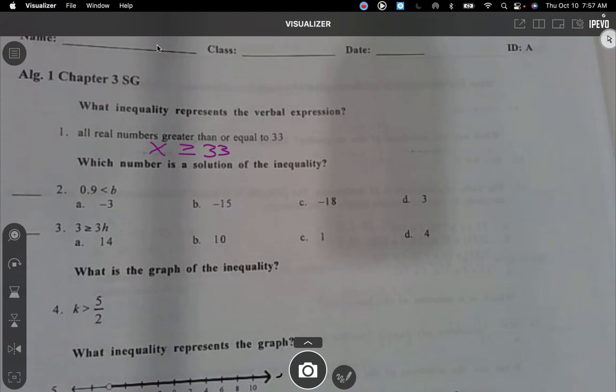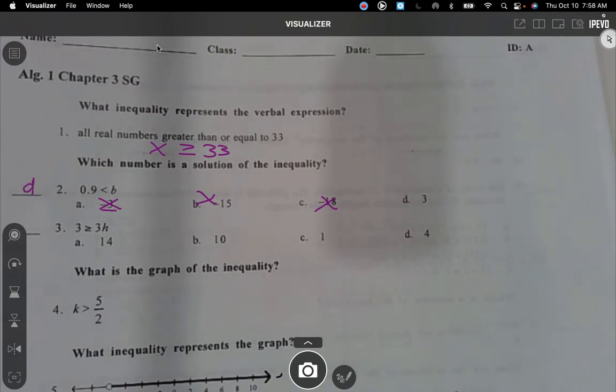Okay? The next two are plug and play. Just plug in the numbers where your variable is and see which one works. Only one of them is going to work. So 0.9 is less than -3. Does that work? No, it's not. 0.9 is less than -15. No. 0.9 is less than -18. No. Is 0.9 less than 3? Yes. So your answer would be D.